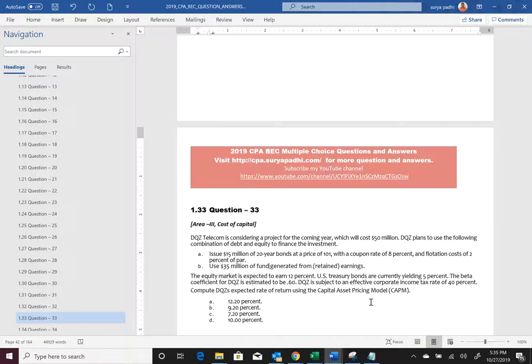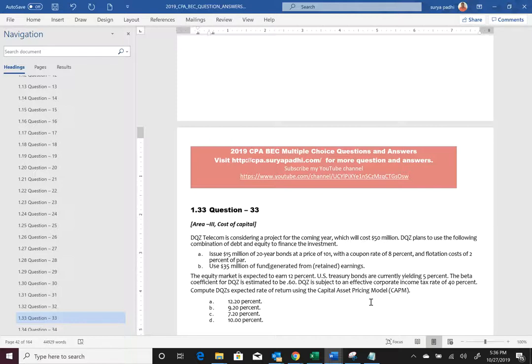Use 35 million of funds generated from the retained earnings. The equity market is expected to earn 12%, and the US Treasury bond is currently yielding 5%. The beta coefficient for DQZ is estimated at 0.60. DQZ is subject to an effective corporate income tax of 40%. Compute DQZ's expected rate of return using the capital asset pricing model, CAPM.